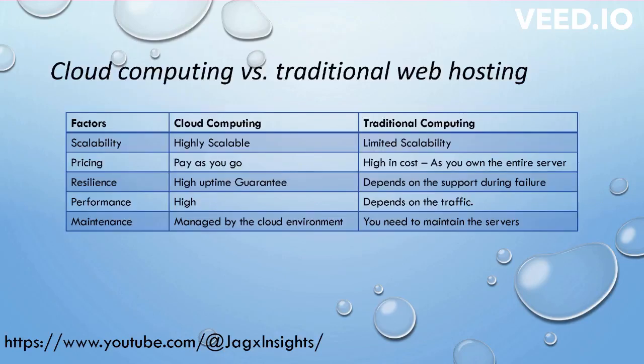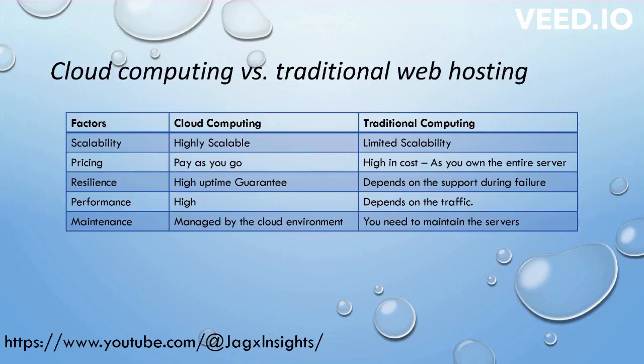And resilience. The resilience varies between cloud computing and traditional computing. In a cloud computing environment, every provider has a high uptime guarantee, but in a traditional environment it depends on the support you provide. And the performance is always going to be high, as with scalability and resilience, in a cloud computing environment. But in a traditional environment, it depends on the traffic and also the infrastructure which you have.